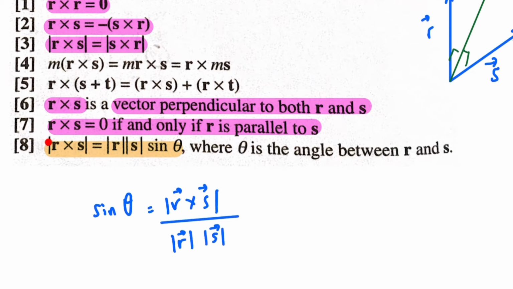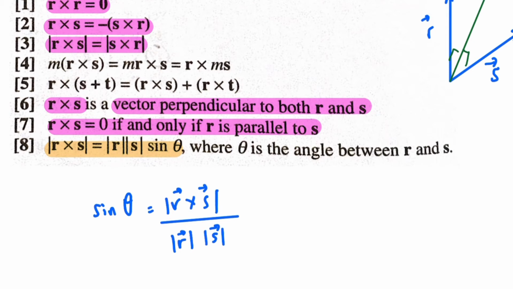Now let's see property 7 and property 8. So in property 7 and property 8, we will have this equation here. Sin theta is equal to magnitude of R cross S over magnitude R times magnitude S. So this is almost the same with the formula that we learned previously in dot product. However, in dot product we have cos, but in cross product we have sine.